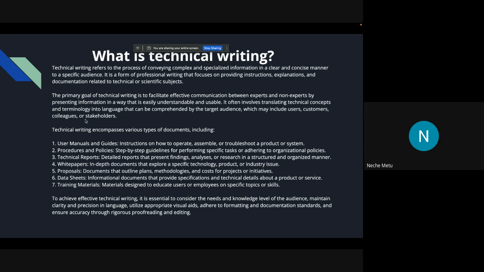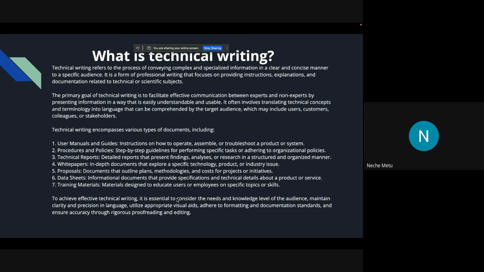I remember when I bought my earbuds, I didn't know how to use them. But once I opened the packet, I got out the user guide manual, and I began to read and understand that I have to hold this place for 2 seconds to listen to music, and hold this place to pick calls, for the ANC feature and a whole lot of things. So technical writing is a form of professional writing that focuses on providing instructions, explanations, and documentation related to a technical or scientific subject.